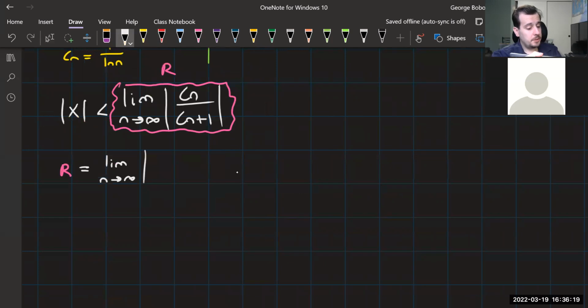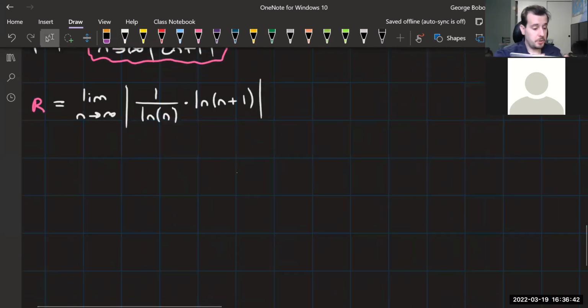So I'm going to take the limit of 1 over ln of n, divided by this. Well, since we're dividing, why not multiply by the inverse? So I'm going to multiply here by ln of n plus 1. That's what I'm going to do.